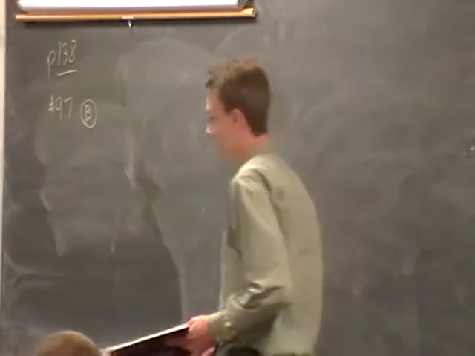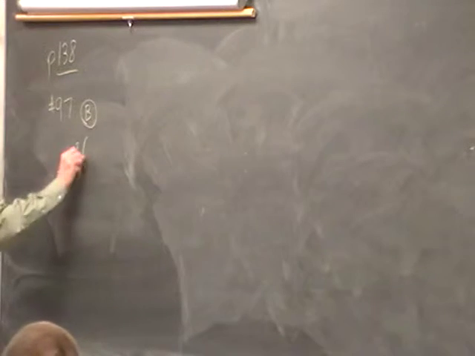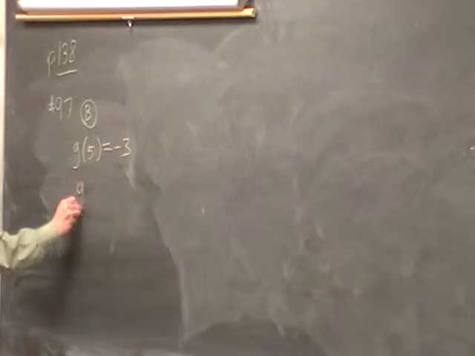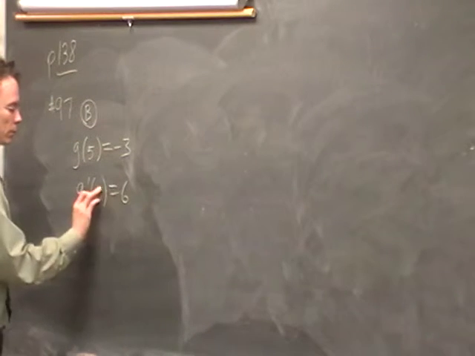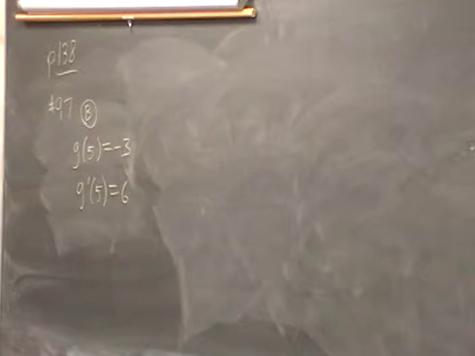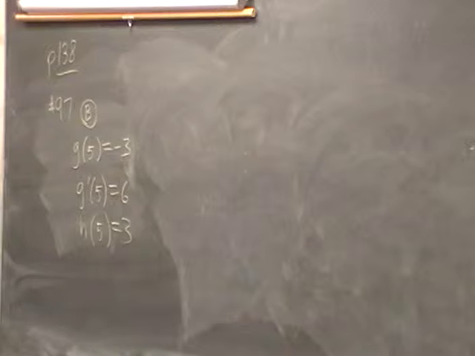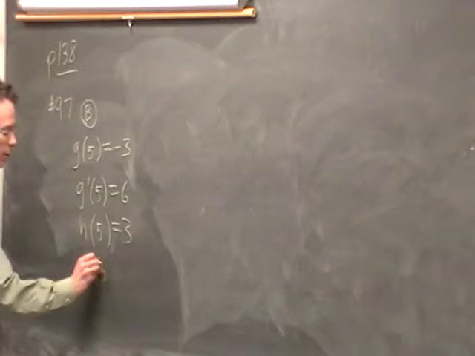It says, given that g of 5 is negative 3, and g prime of 5 is 6, and h of 5 is 3. Oh, and that's not all. It also says h prime of 5 is negative 2. Well, aren't they just full of information?